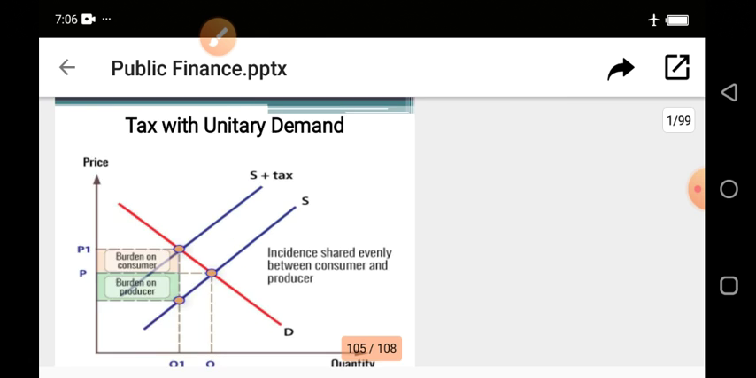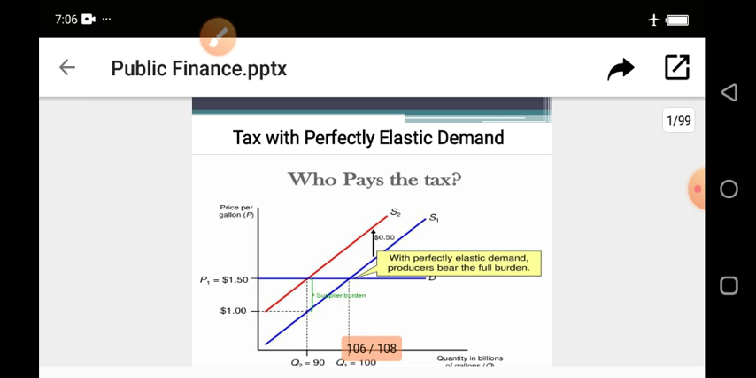Now, the one that is more interesting is your perfectly elastic demand. Take note of how your elastic demand is. It's just a straight line. At that price of $1.50, the producer can sell at any quantity. It can sell at 90, it can sell at 100, it can sell at 200. But if the price increases just a little, the consumers will not buy. The demand for that product will begin to drop until he has no more people to supply such a commodity.